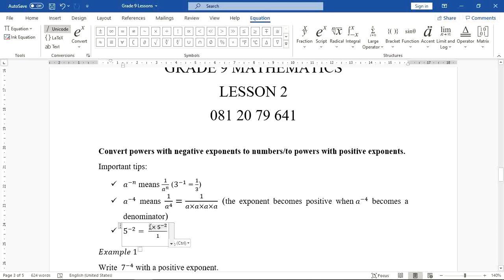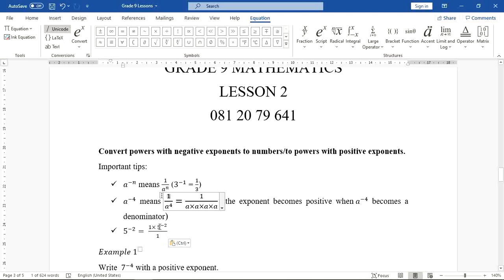Where did I get this 1? If I multiply 1 by anything, it remains the same, there's no change. In fact, what I'm doing here is showing the proof, which you don't need to know. You're only going to learn this in higher grades, but I just want to show you where the 1 is coming from. So it's 1 times 5 exponent negative 2 over 1.